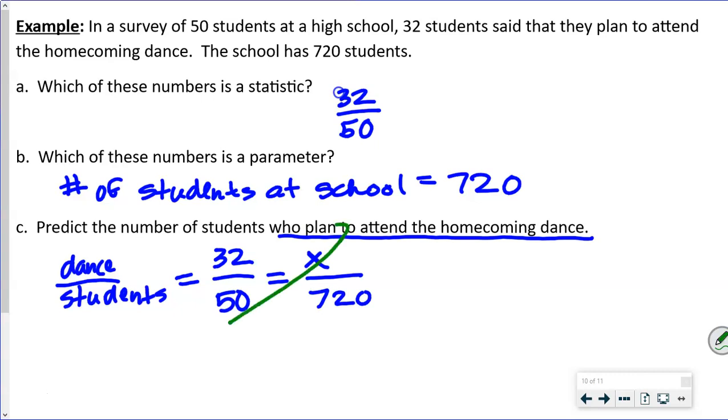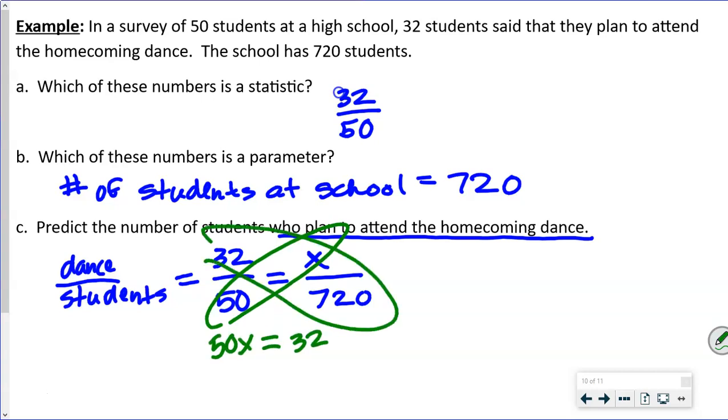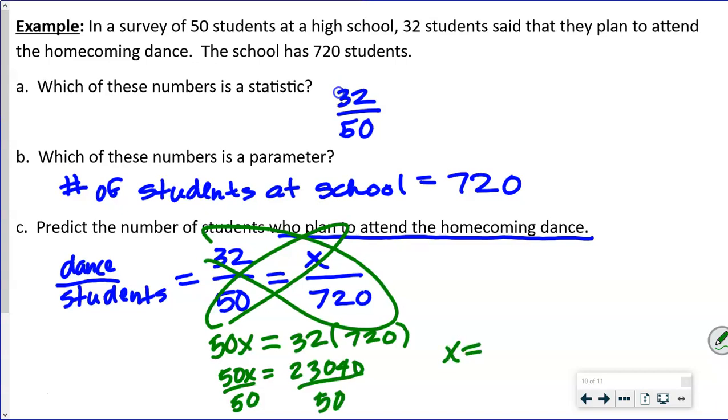So let's see if you guys remember how to do this. So aren't we going to cross multiply? So we're going to say 50x is equal to 32 times 720, right? So that's going to be 50x equals 23,040. And then we're going to divide both sides by 50, right? So x is going to be equal to 461 students going to the dance. So this is a prediction.